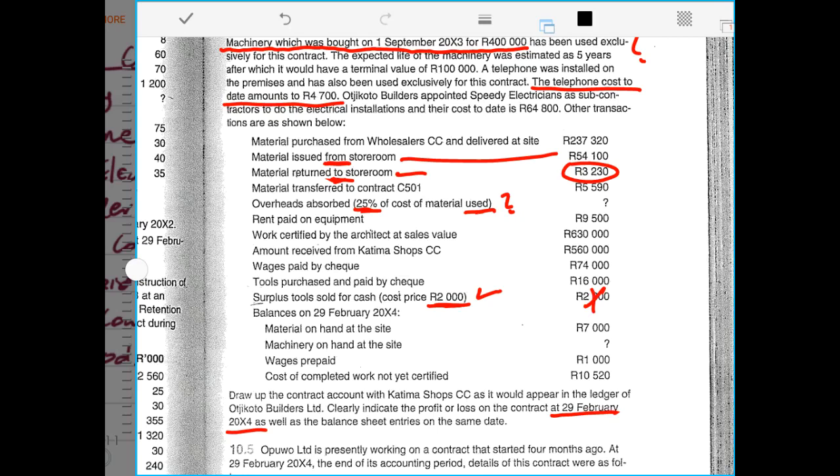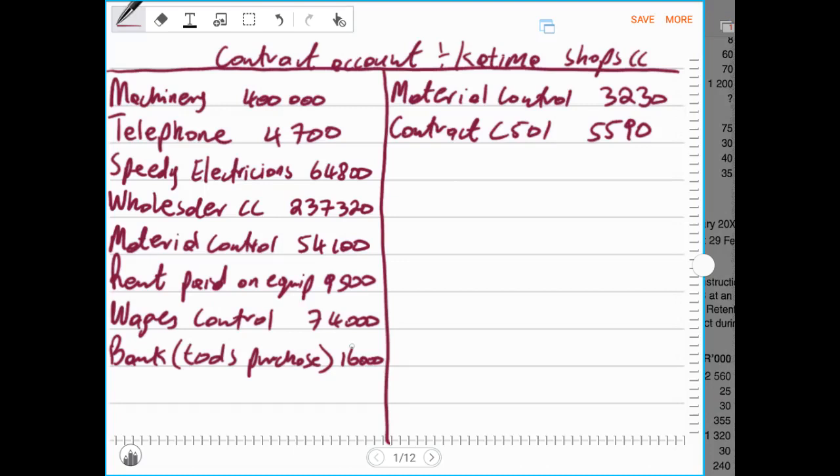Why that is the case is because when we bought tools, we recorded the tools on the debit side, and those tools amounted to 16,000 rands. And this was the cost price of the tools. So now when we de-recognize these tools, they must be de-recognized at the cost price on the credit side. So now that is why we'll have to say bank on the credit side, because we received cash, and that will be 2,000 rands. Therefore, now in brackets, you can say tools sold, where we have sold tools.